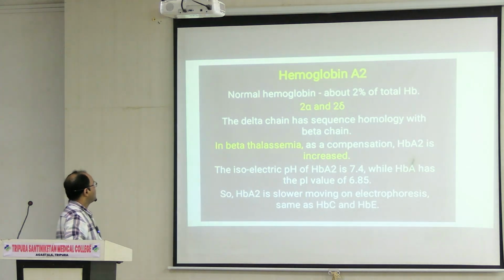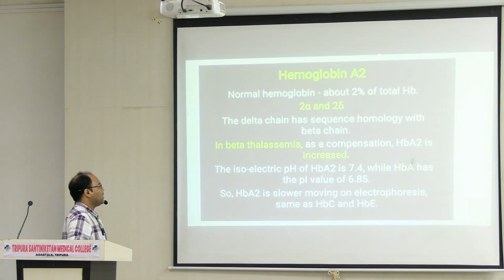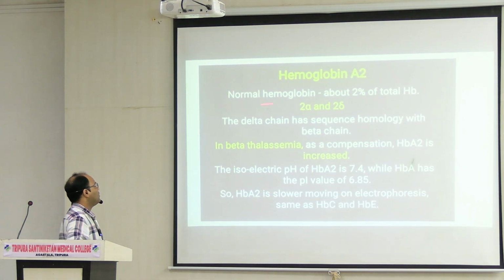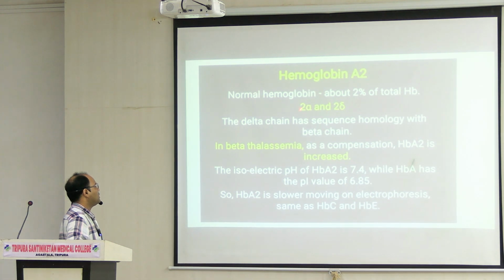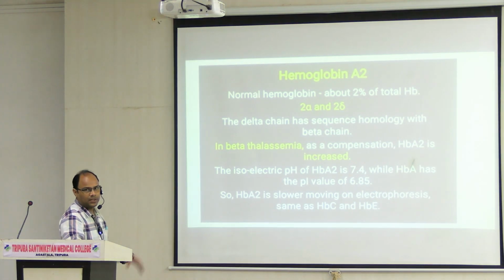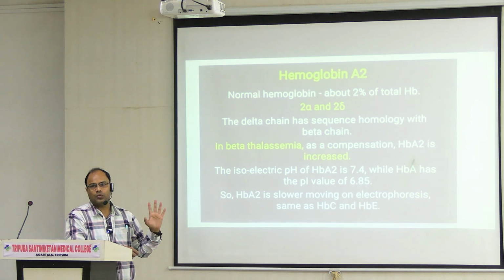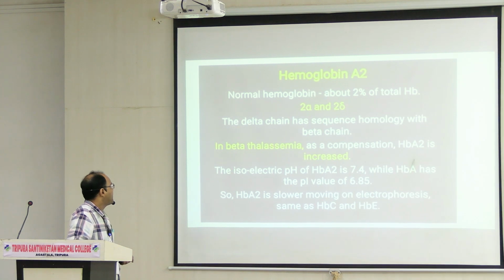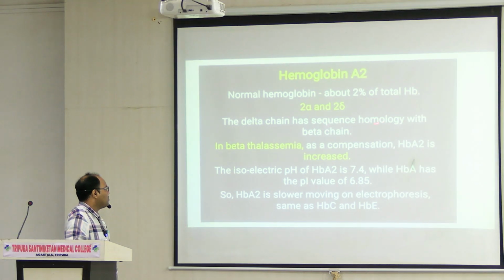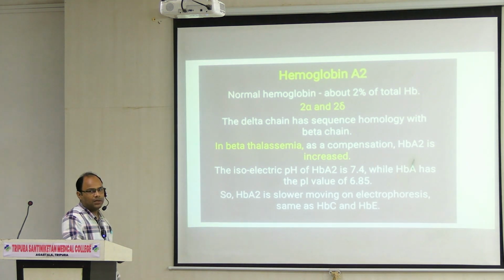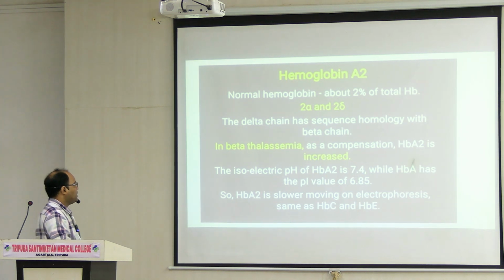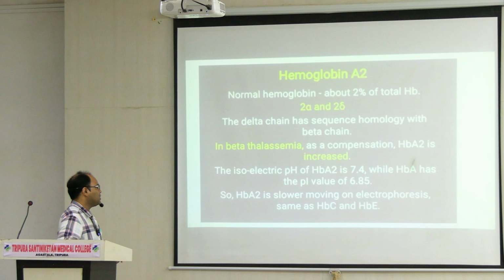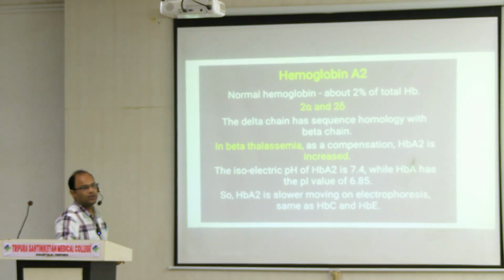Next is hemoglobin A2, HbA2. This normal hemoglobin, 2%, with 2 alpha chains and 2 delta chains, is present in adult people. HbA2 is made up of 2 alpha chains and 2 delta chains. The delta chain has sequence homology with the beta chain. In beta thalassemia, what is beta thalassemia? I am coming to it later, just remember. In beta thalassemia, as a compensation, HbA2 is increased.